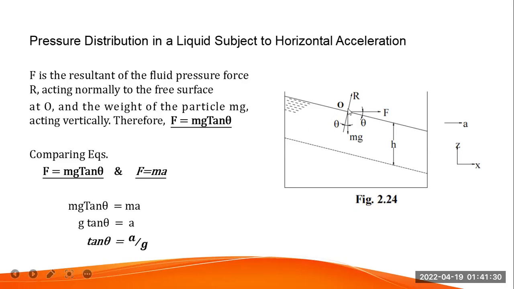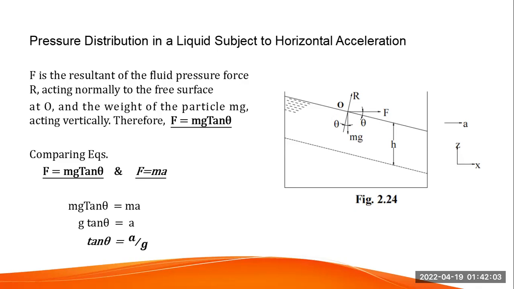Yung ating mg or yung ating weight, vertical yan siya or parallel siya sa ating y-axis. Kasi itong ating weight is nag-act sa ating gravity which will point towards the center of the earth. So, therefore, yung ating force is equals to weight tan theta or mass times gravity tan theta.